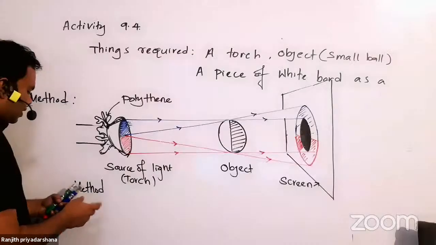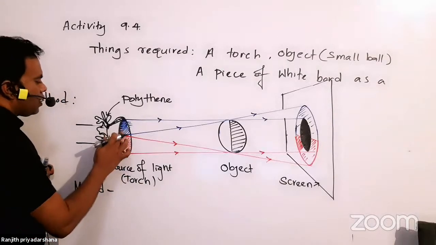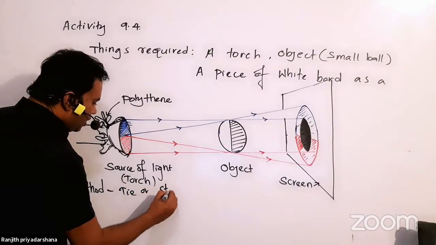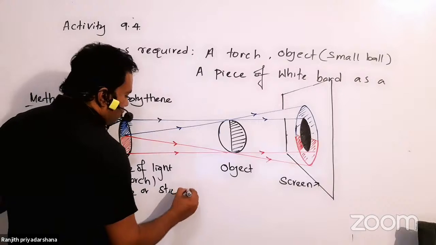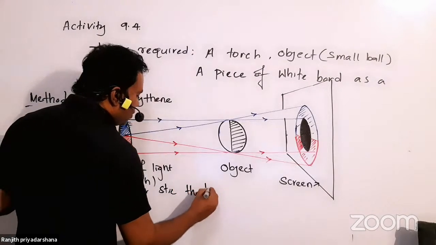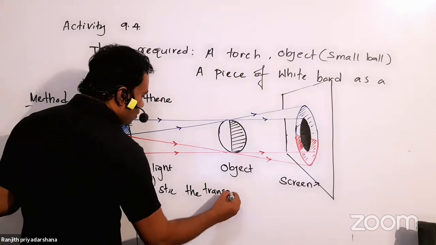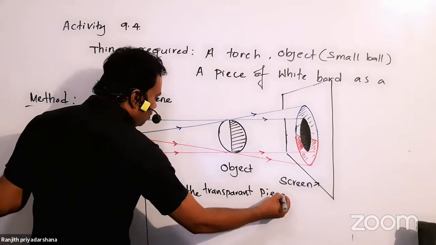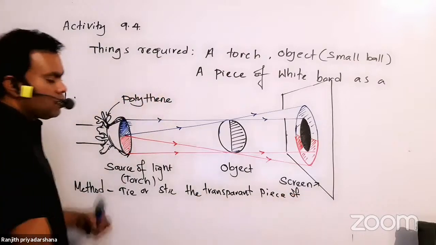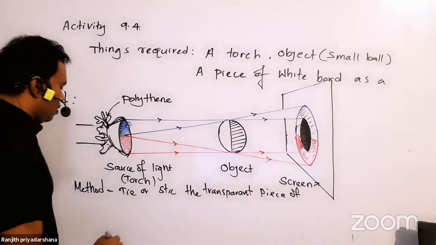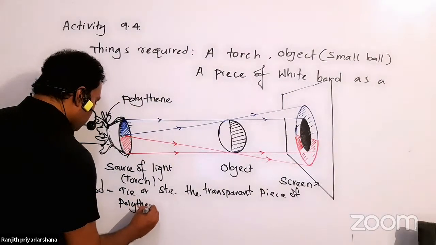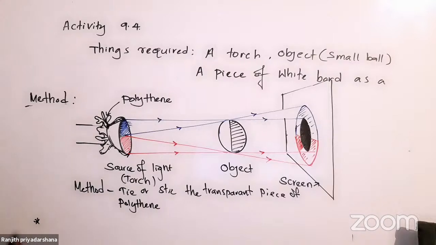First, we have to write the method. Tie or stick. Tie or stick the transparent piece of polythene. Transparent piece of polythene.